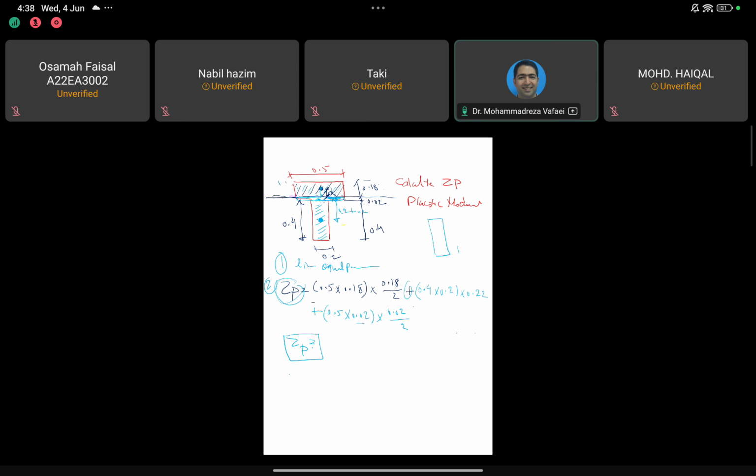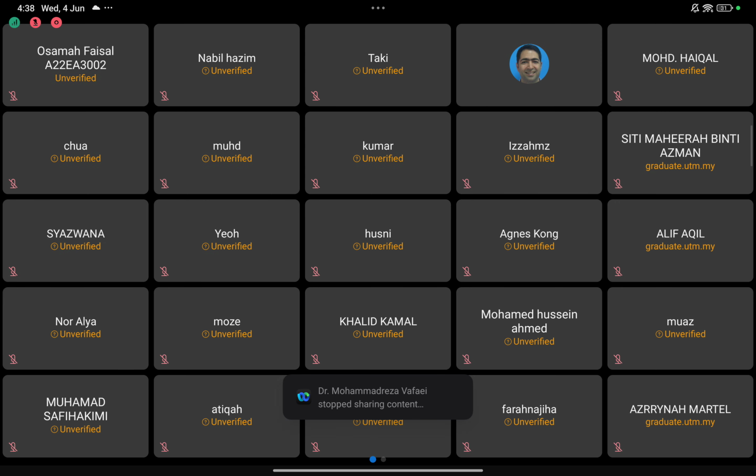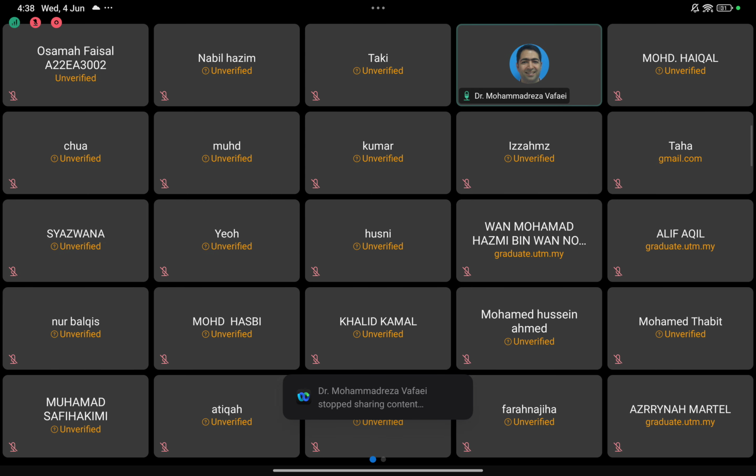If you have ZP, then you can easily calculate NP for your section, which is ZP multiplied by sigma y. And this sigma y here is the yield strength of your material. Okay, so we will see one example in our next class of how we can do the calculation based on the values given in the question. So I think with that we can stop here, and we can continue more when we have our face-to-face class.